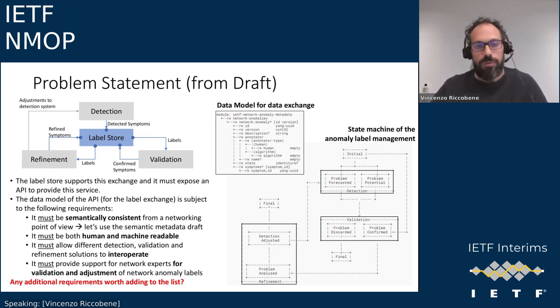Then we also want this model to be human and machine readable, because as we've seen, different actors of different nature are involved in the process. Then, as I mentioned before, we want the different stages and different modules operating in different stages to interoperate between them. And we also want to make sure that the model and the lifecycle allow network experts to validate and adjust all the network anomaly labels.